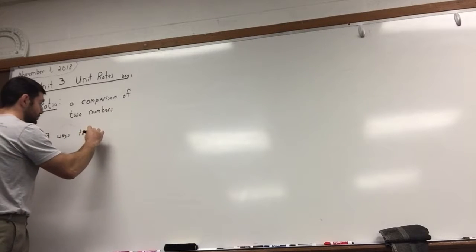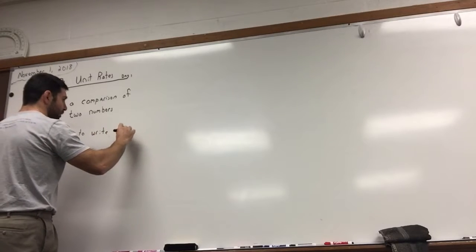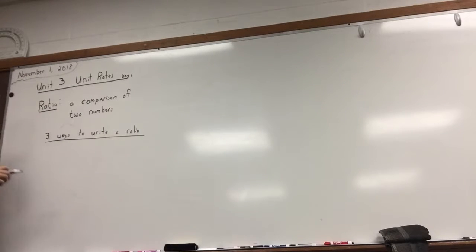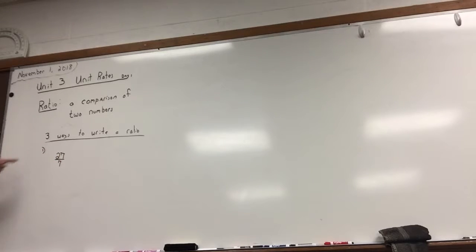So, there are 3 ways to write a ratio. Mrs. Armstrong, what is your favorite number? 27. So I can say, here's way 1. 27 to 7. Okay? That's a fraction. We've seen that, right? That's the most common way to write a ratio. The way that I would say this ratio is, again, 27 to 7.